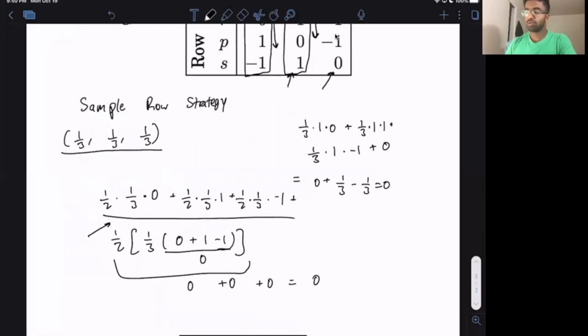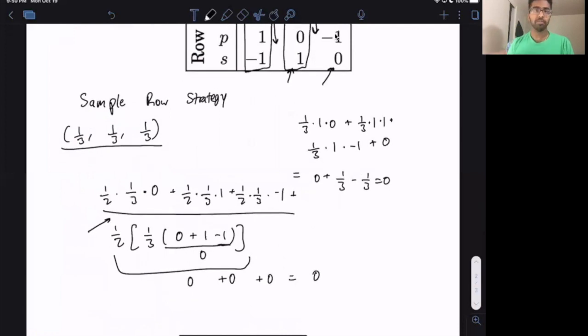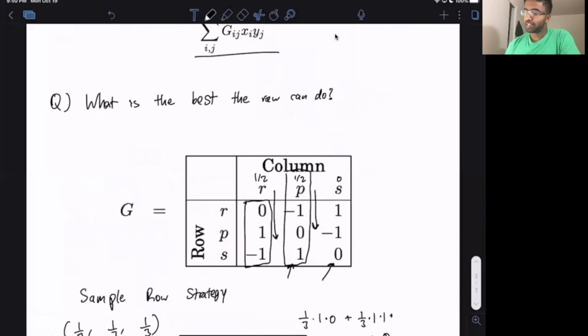So that means whenever a row, and this works, by the way, if column does this as well, right? If column plays its options completely randomly, we'll see that the expected payoff here becomes 0 as well. Yeah, which is kind of surprising. It basically means that regardless, the answer to this question, going back to this question, is what's the best the row can do, or what's the best the column can do? They're kind of equivalent questions.